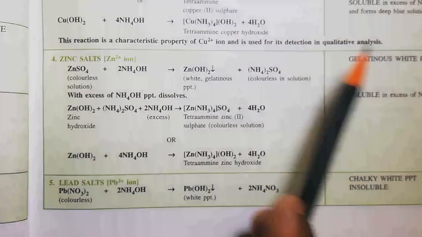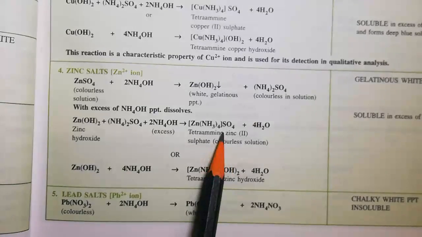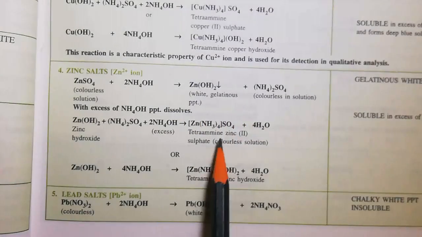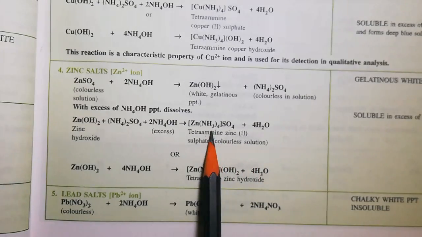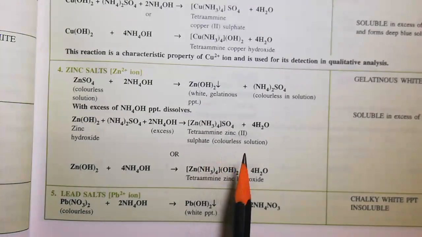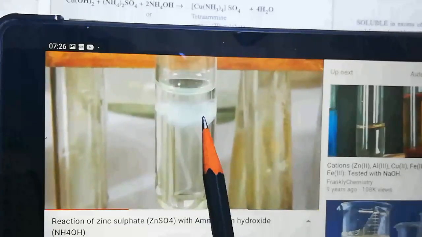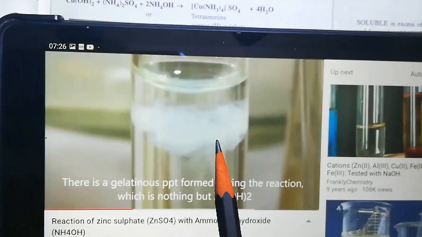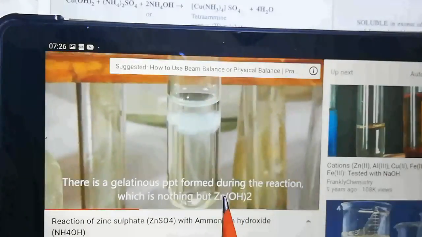But in copper the color change is prominent, but here not so, because it is white gelatinous and it will become a transparent clear solution. Okay, now as it is a soluble one, I will show how the change happens. You can see in the zinc salt ammonium hydroxide is getting added, and the white gelatinous white PPT comes and that will get dissolved. There is a gelatinous PPT of zinc hydroxide.